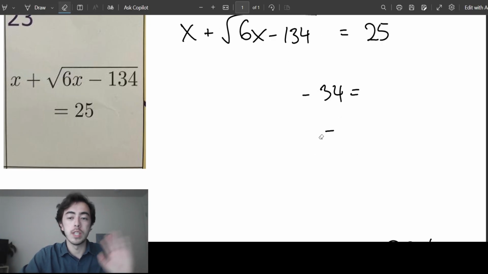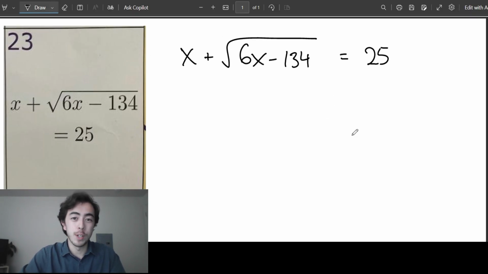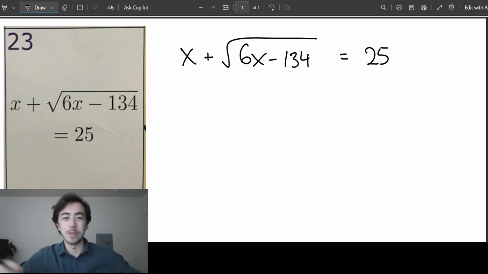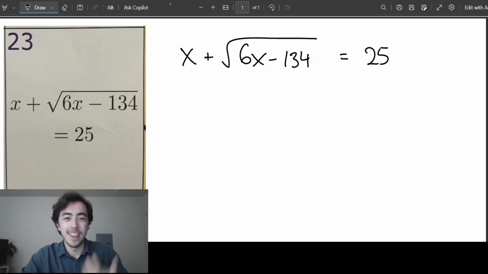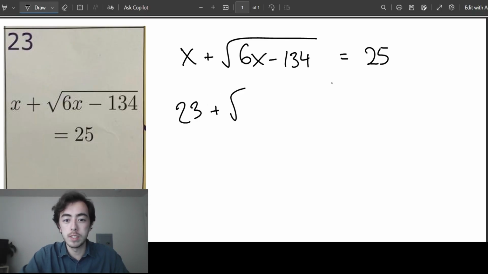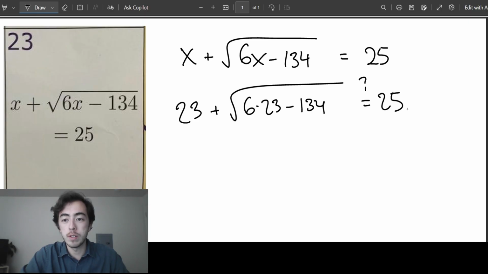And of course, given the constraints of our calendar, we know that the answer must be some kind of natural number. It must be a counting number, 1, 2, 3, 4, 5, because the answer is always the same as the date today. So I can't plug in 22 1/3 because that's not a valid input for these calendar problems. The next best number to check is just 23, which happens to be the answer. So we could just guess and check it. 23 plus root, and then 6 times 23 minus 134. We're going to check if this is equal to 25 or not.